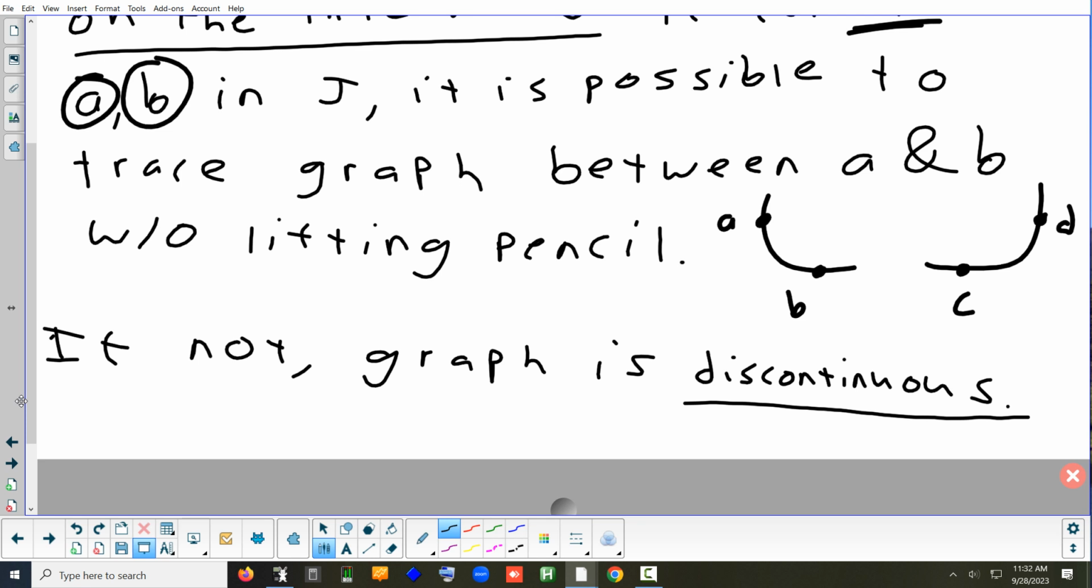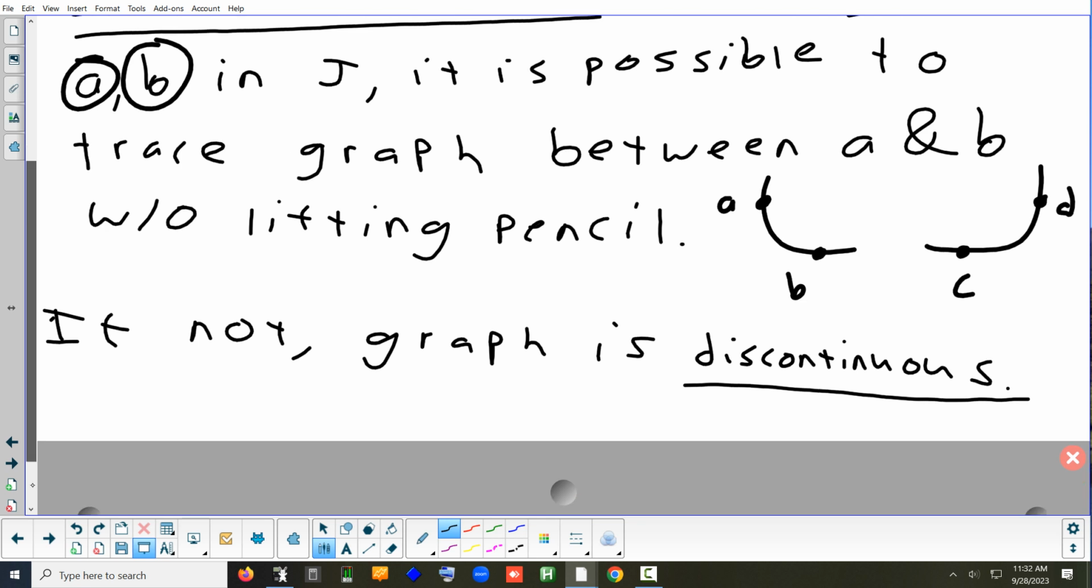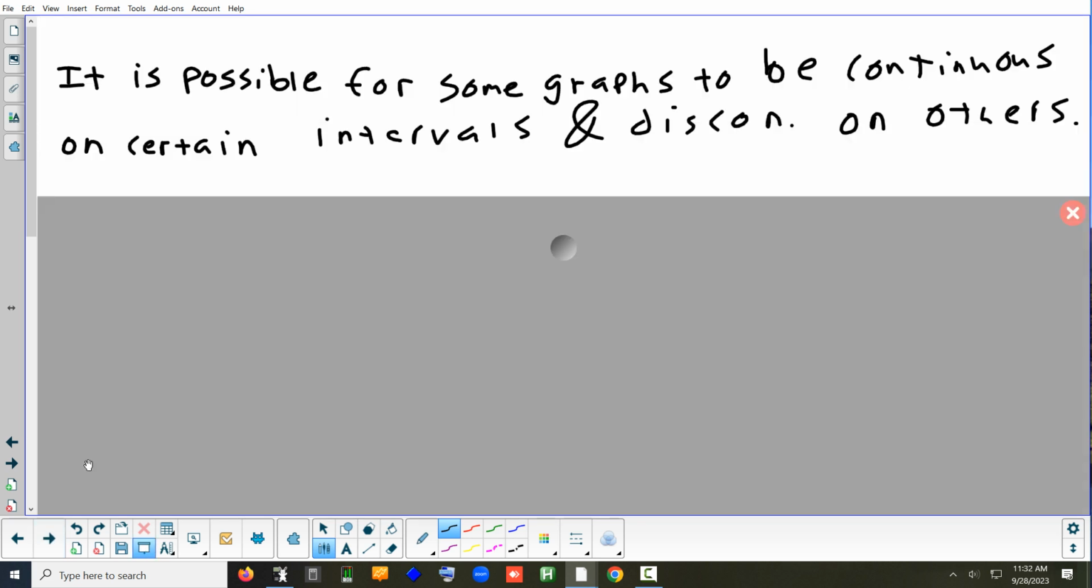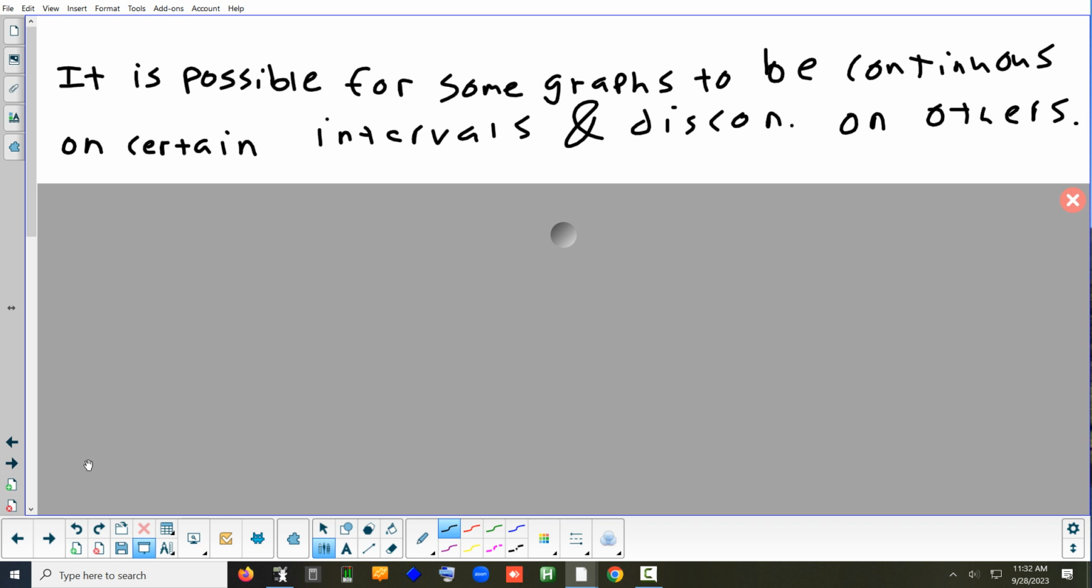If I specifically said to you, is this picture continuous between A and B? Then you would say yes. If I said, is it continuous everywhere? You would say no. So this is the idea we just talked about in that picture. You can find a graph where it might be continuous on one section, but discontinuous on another.